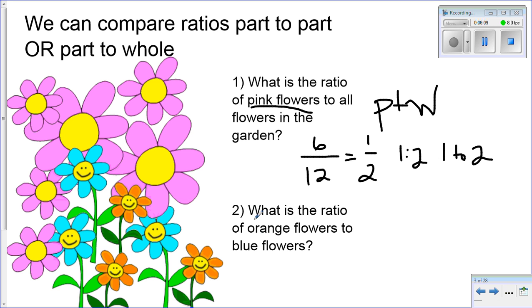Okay. Now, the last example says, what is the ratio of orange flowers to blue flowers? That's a part-to-part observation. So we have 3 orange flowers and we have 3 blue flowers. So 3 to 3 simplifies to a 1-to-1 ratio. So for every orange flower, there will be 1 blue flower.